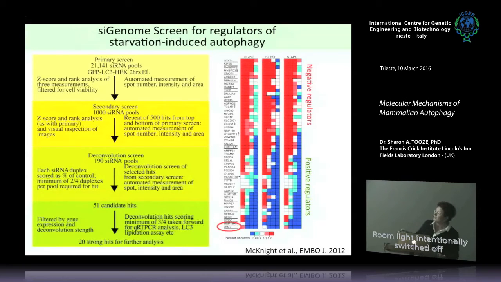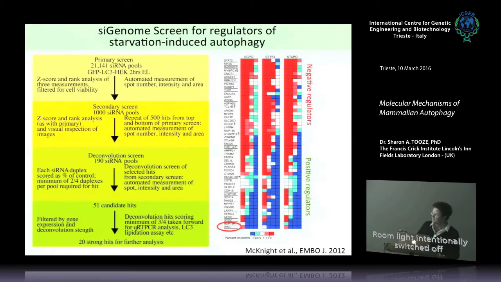So each column is an individual siRNA. Our initial screen was done with a mix of four siRNAs. To validate the screen, you do a deconvolution step, which is that you take every single siRNA in the pool and you ask whether or not it reproduced the original phenotype. The more siRNAs in the pool that reproduce the phenotype, the better the hit.